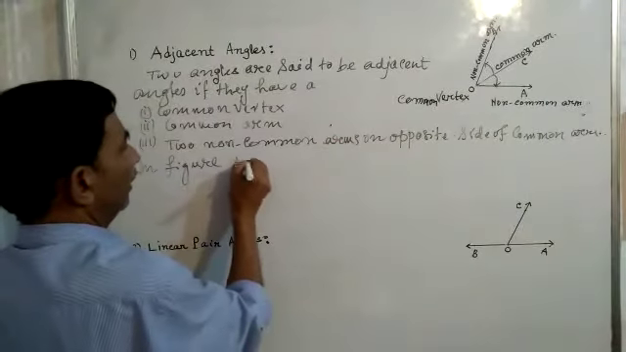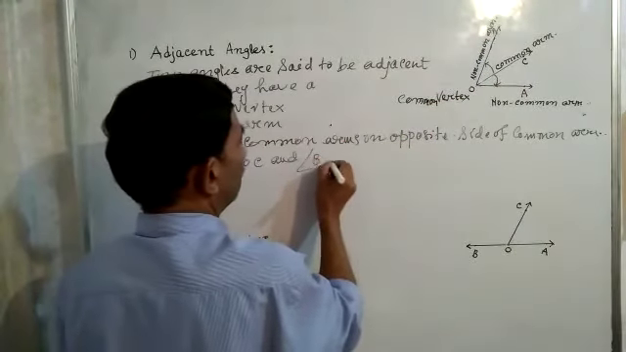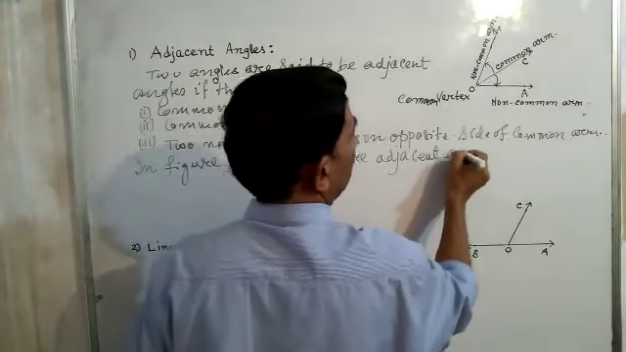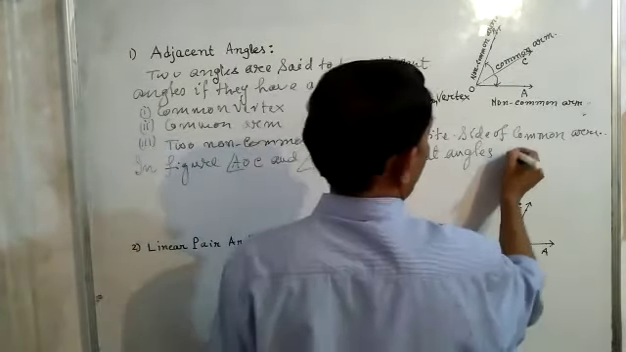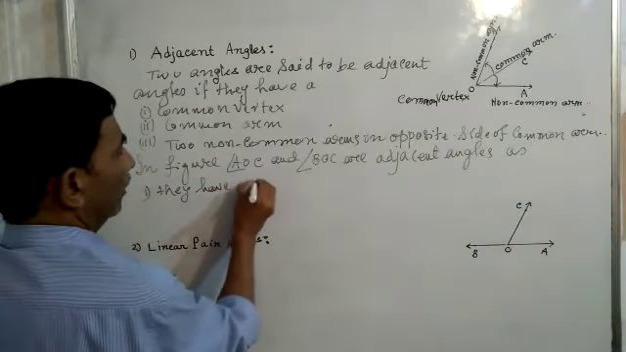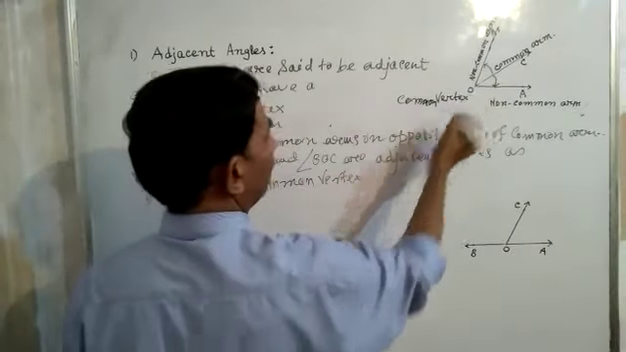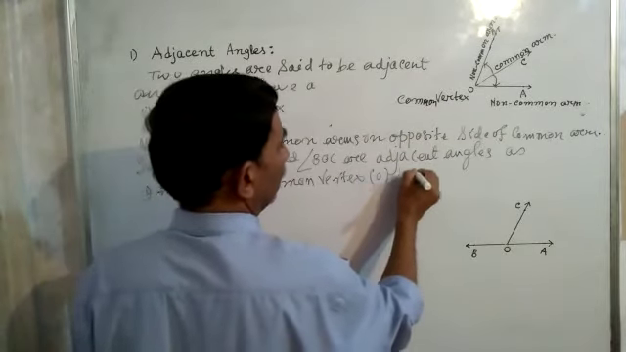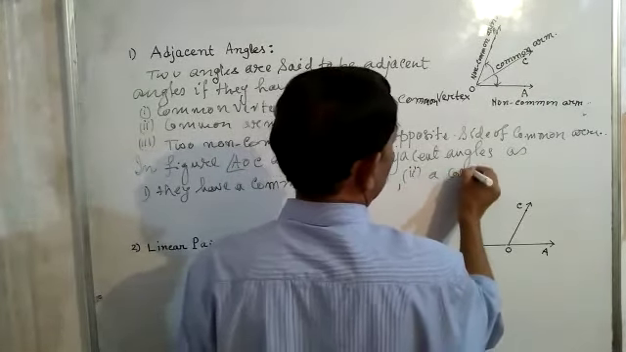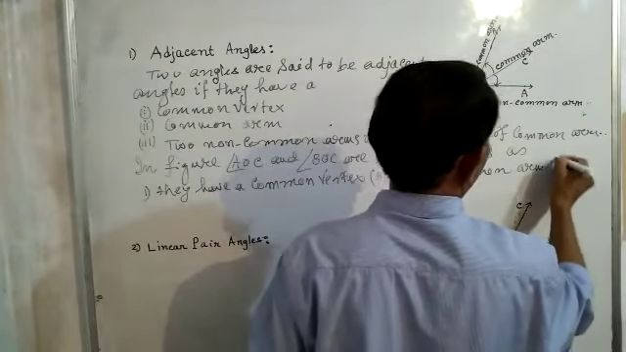Angle AOC and angle BOC are adjacent angles. Why? As number one, they have a common vertex. Look here, the common vertex is what? O. And write here O in bracket. Point two, they have a common arm. What is the name? OC in the figure, you see? OC.